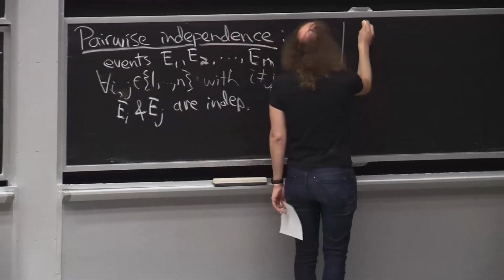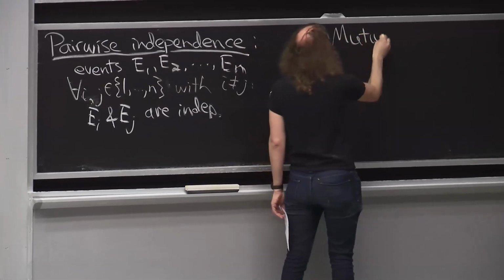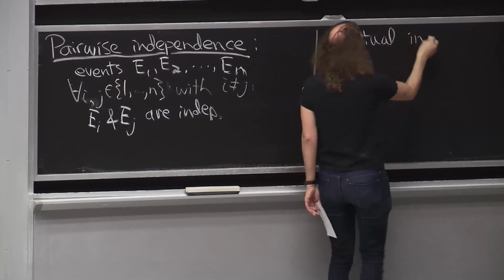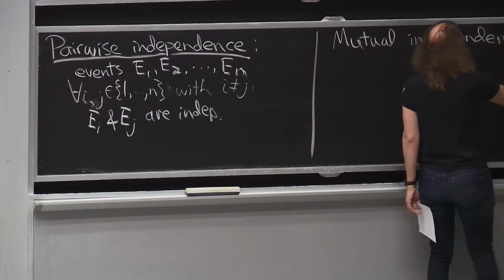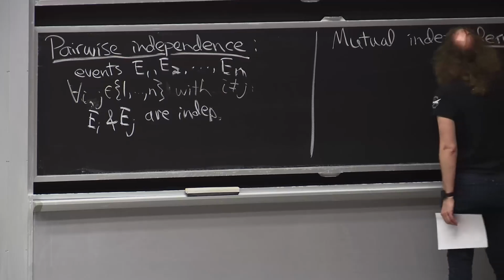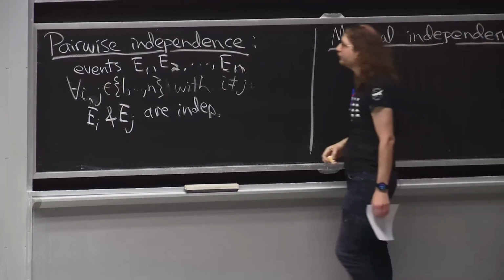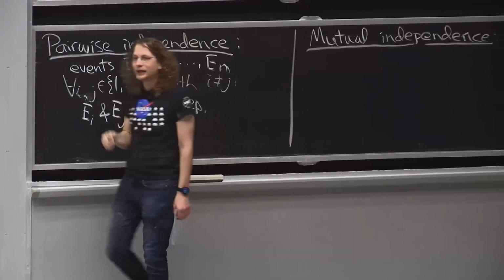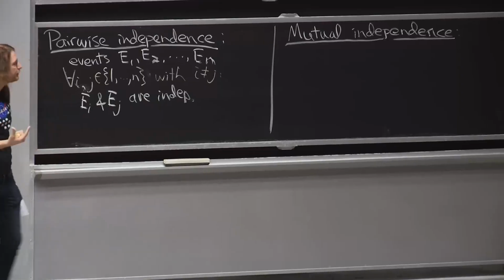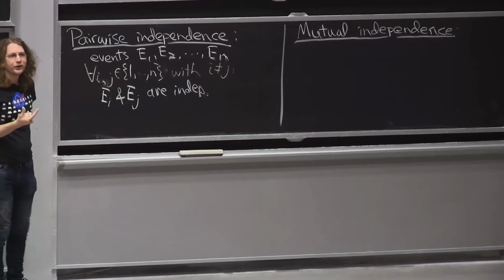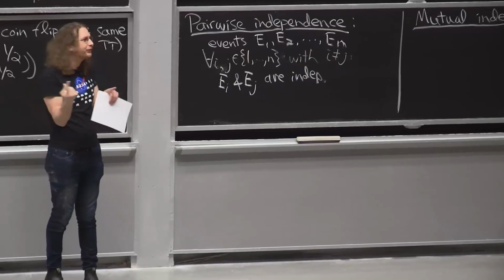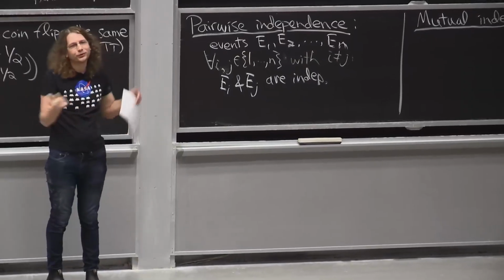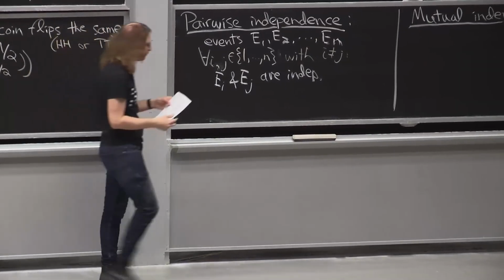On the other hand, we have a stronger notion called mutual independence. This is more annoying to verify, but it's probably what you actually want. It says not only if I take any two events, they're independent from each other, but if I take any subset of events, it's independent from any one event. You could also compare subsets to subsets. That doesn't turn out to matter.